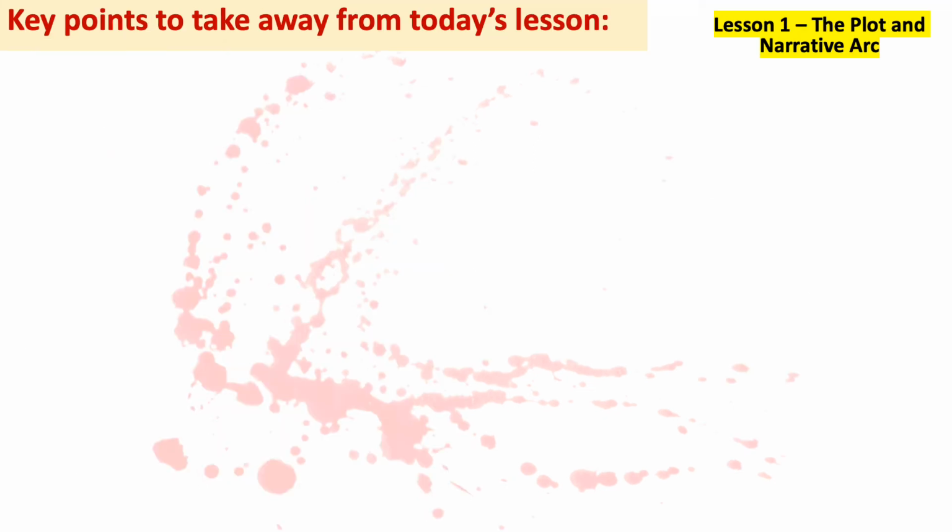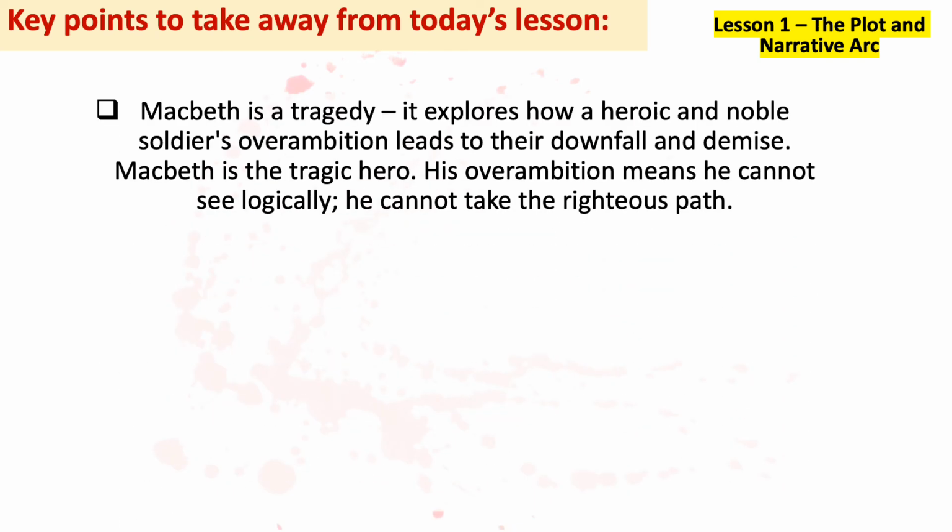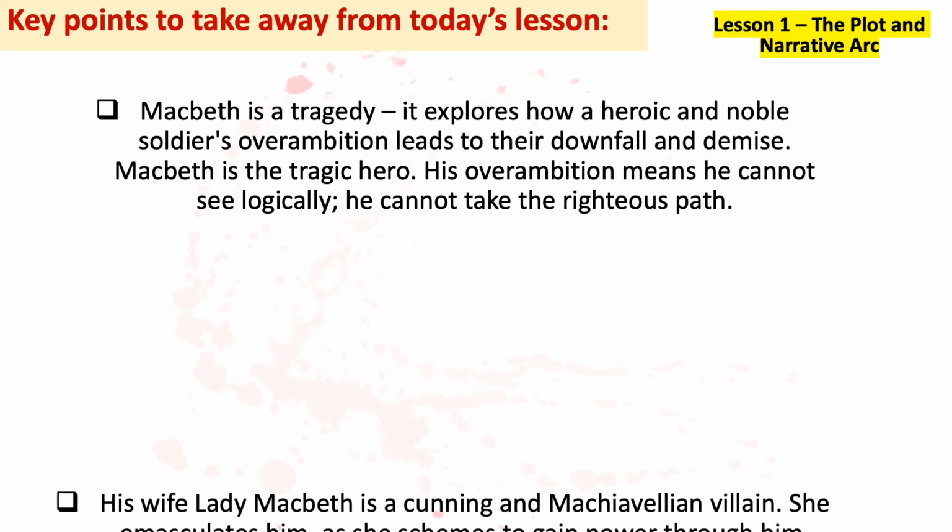Now, finally, these are the things you may want to record on a flashcard, okay? It's not essential, you could just make notes, but these are the key points to take away from today's lesson. So the first key point is that Macbeth the play is a tragedy. It explores how a heroic and noble soldier's over-ambition leads to their downfall and demise. Macbeth is the tragic hero. His over-ambition means he cannot see logically. He cannot take the righteous path.